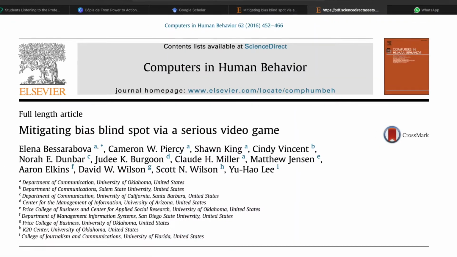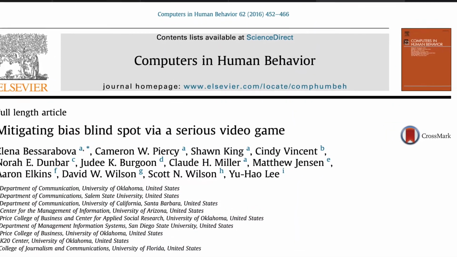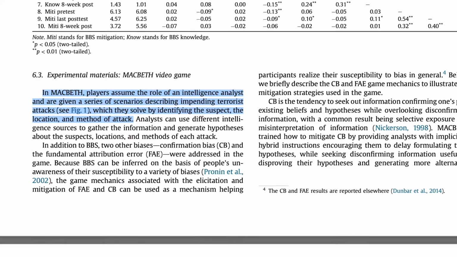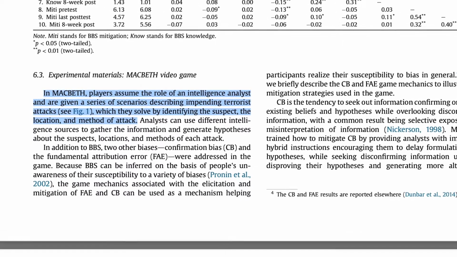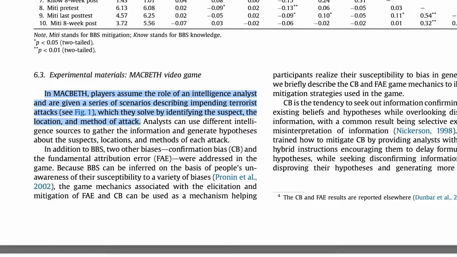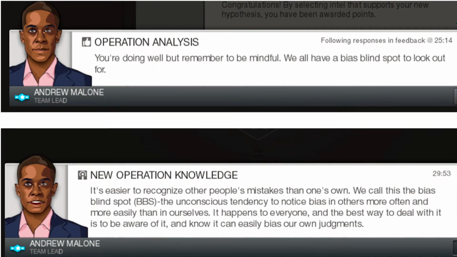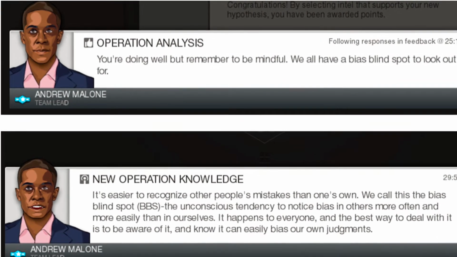Yeah, people were presented with a game called Macbeth. Why is it called Macbeth? I have no idea. In Macbeth, players assume the role of an intelligence analyst and are given a series of scenarios describing impending terrorist attacks. And as they make these decisions, they are taught about their biases, and they are scored when their decisions aren't biased. And what the researchers saw is that the more people played, the less bias blind spot there was. But again, this didn't completely destroy the bias blind spot.